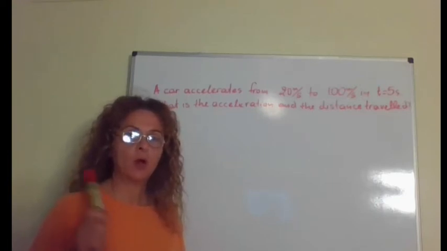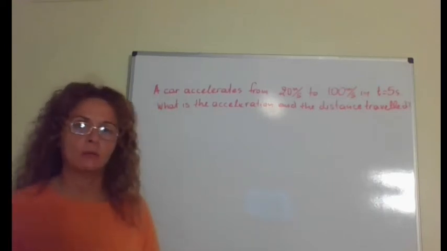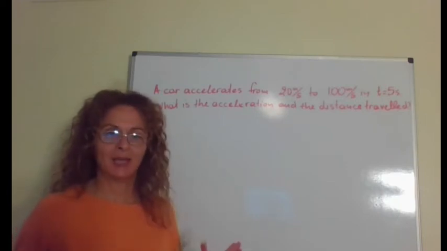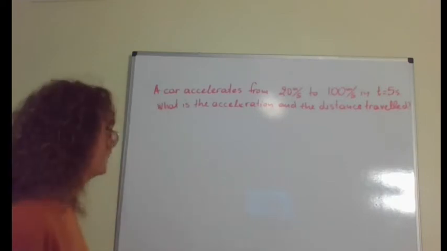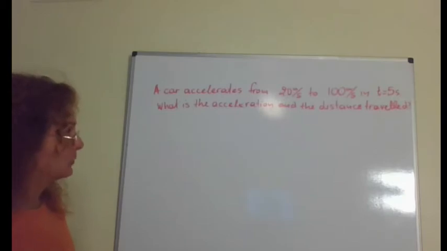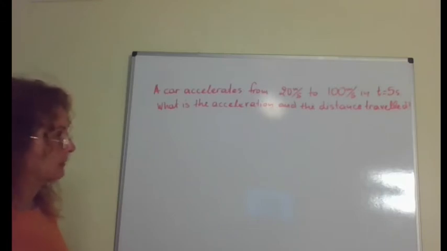A problem of one object doing one motion. The simplest case possible. So we have a car that accelerates from 20 to 100 meters per second in 5 seconds. What is the acceleration and the distance traveled?